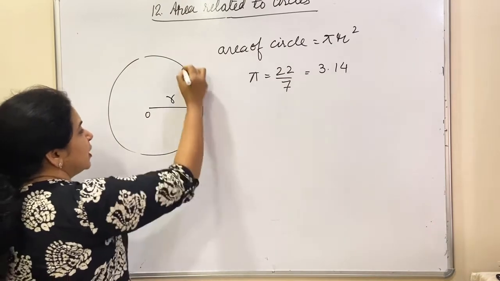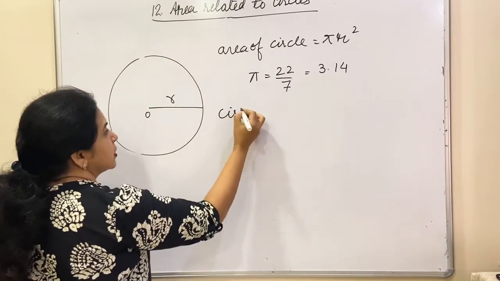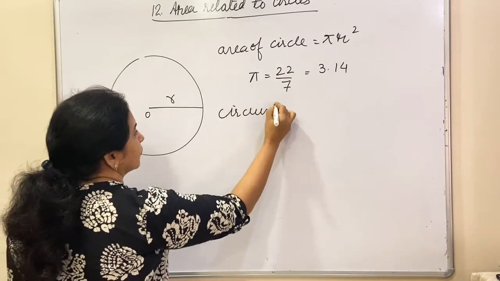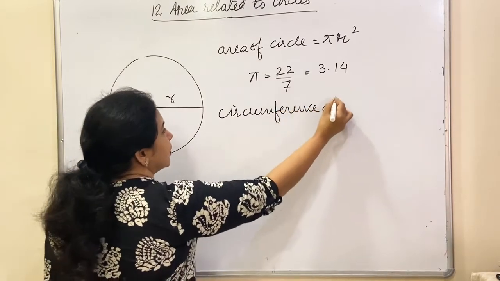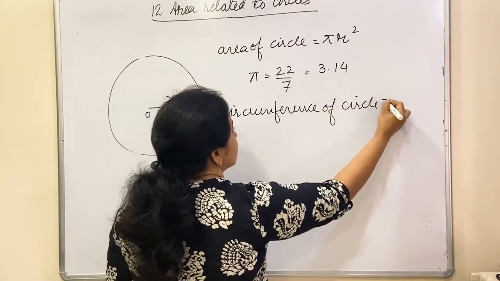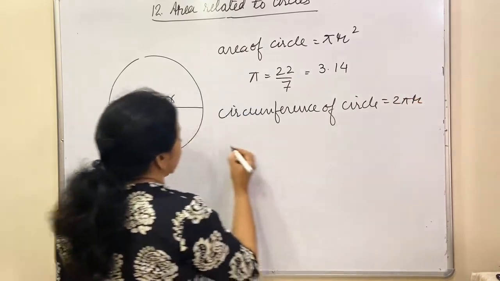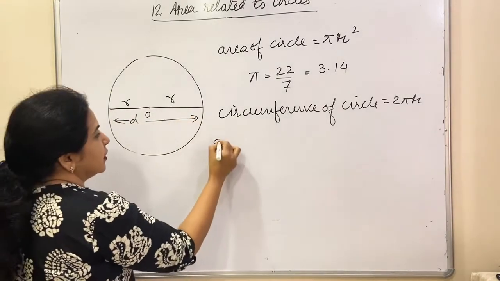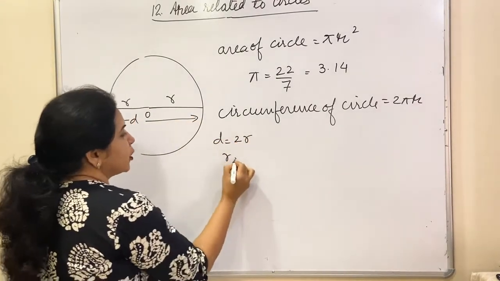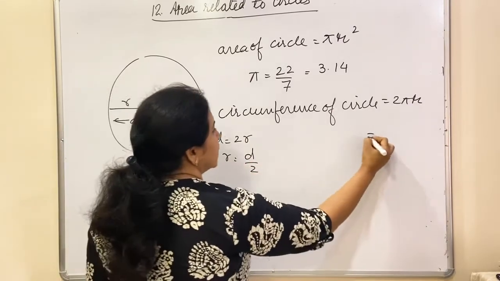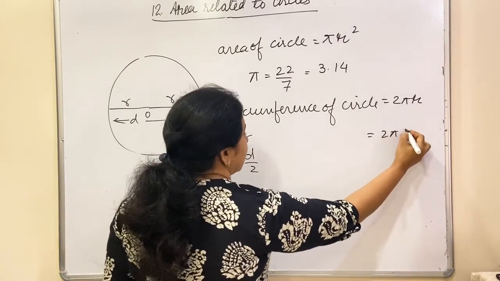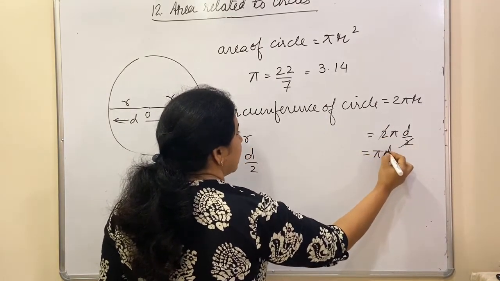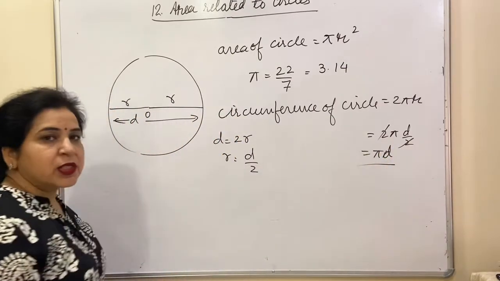And the perimeter of the circle, which is called circumference, circumference of circle is 2 pi r. And we know that if the diameter is d, then diameter d is 2r. So instead of r, if we write d/2, then the circumference of the circle will be pi d. So sometimes we use this formula also.